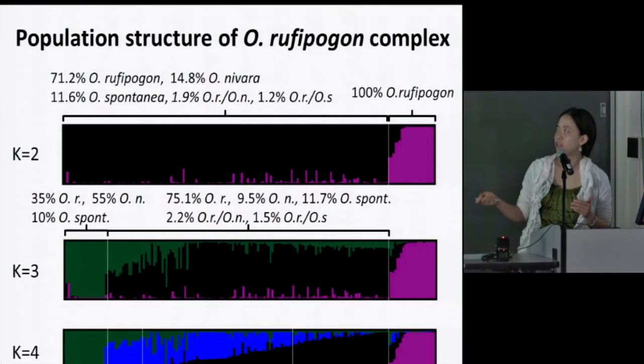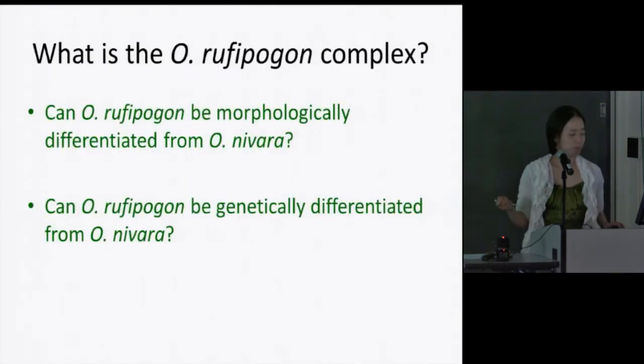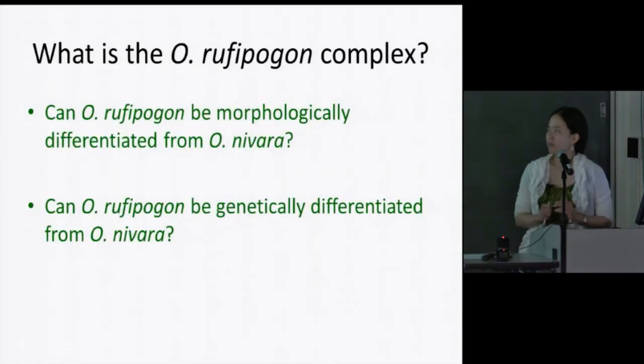The purple cluster of 100% rufipogon remains the same. Much of the green remains the same also, but this third black subpopulation gets divided almost in half, and this fourth blue cluster comes out. I didn't put up species classification percentages, but it is even more confused than K equals 3. So rufipogon really cannot be morphologically differentiated from Nivara, neither can they be genetically differentiated.